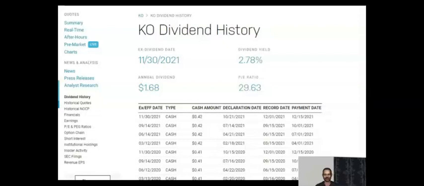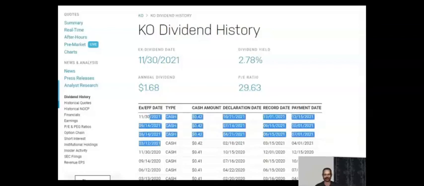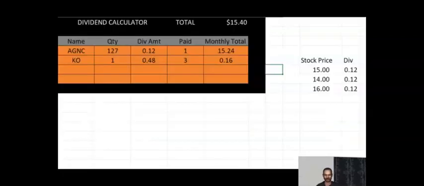And how do I know that's paid every 3 months? Because when I look at the ex-dividend history, I can see that it's paid in March, June, September, and November. So if we were getting $15.24, and now we added a share of Coke, which averages out to 16 cents a month, our new total should be $15.40 minus interest.